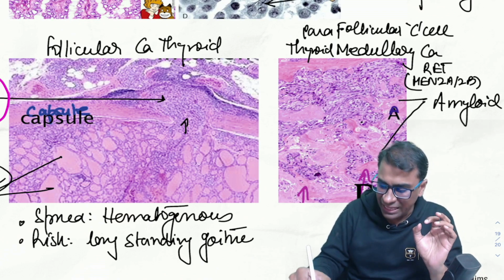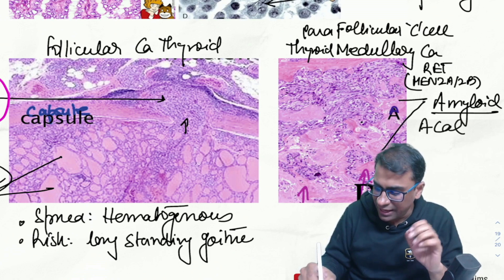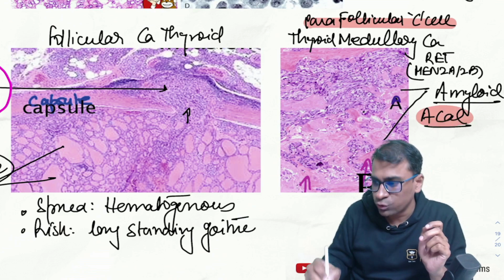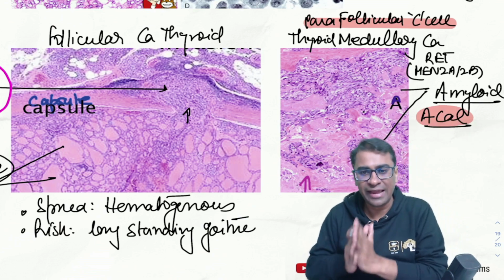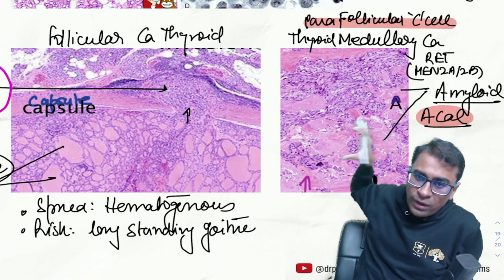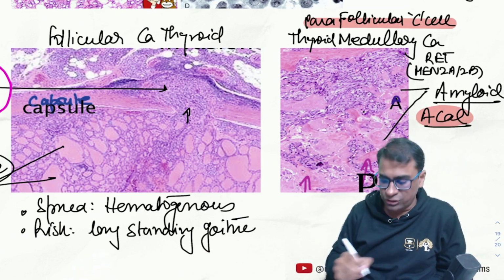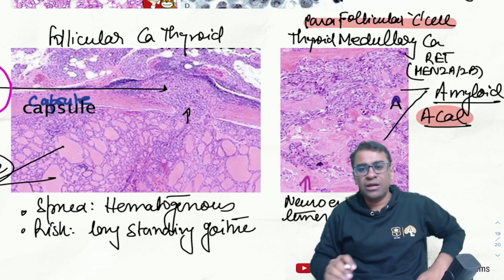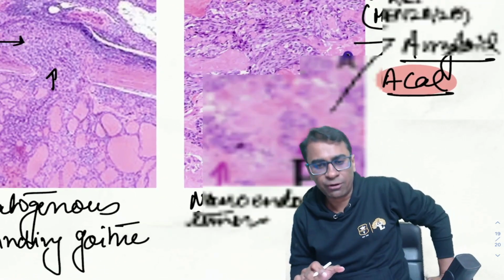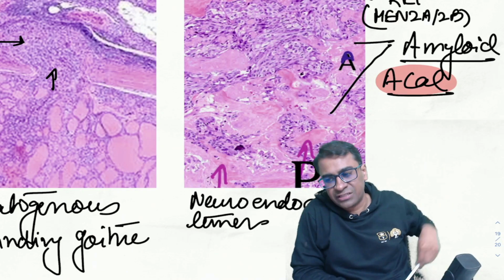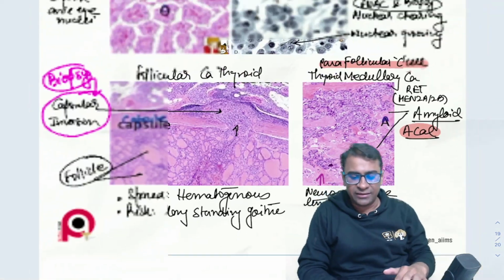Because the C cells release calcitonin, this amyloid is actually A-Cal deposition. The moment you see amyloid deposition in thyroid tissue, there's only one answer: it is medullary thyroid carcinoma, and this is a type of neuroendocrine tumor. Hence it will have positivity with synaptophysin, chromogranin, neuron specific enolase, and also CD56. All of them are there in these tumors.